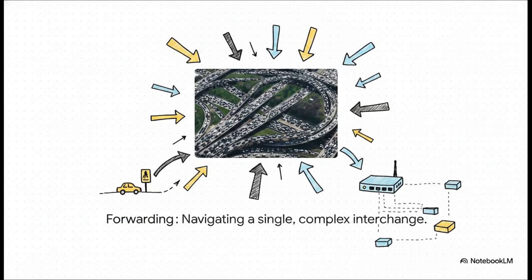But forwarding. Forwarding is what happens when you're actually behind the wheel, staring down a massive, chaotic highway interchange. Forwarding isn't about the whole cross-country trip anymore. It's about the immediate, split-second decision you have to make right now. You approach the junction, look at the overhead sign, match it to your exit number, and steer your car onto the correct off-ramp. That is exactly what an individual router does. A packet arrives, the router quickly checks a table and forwards it out the correct output link. So remember, routing is the map, forwarding is taking the exit.